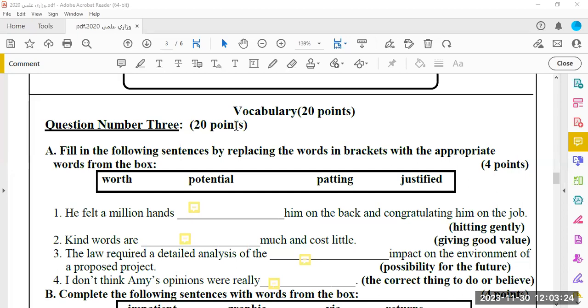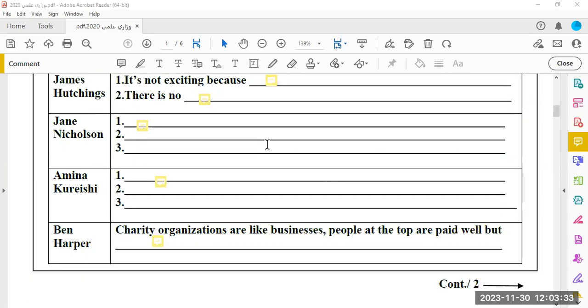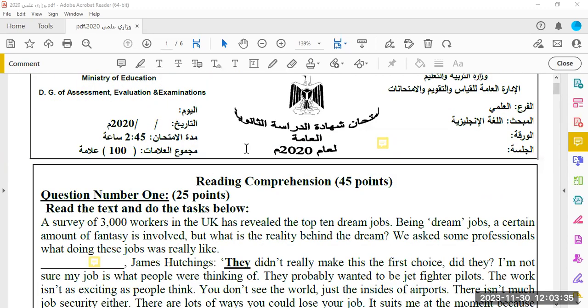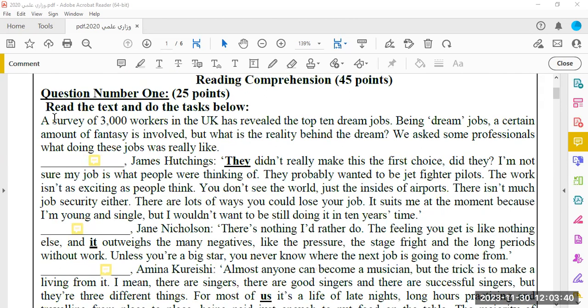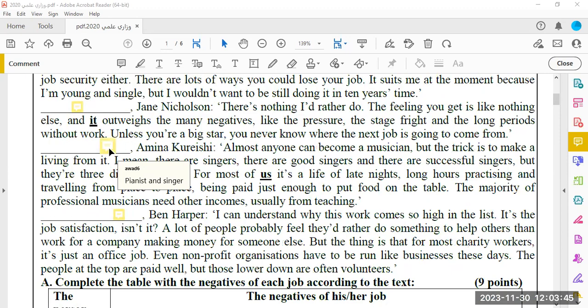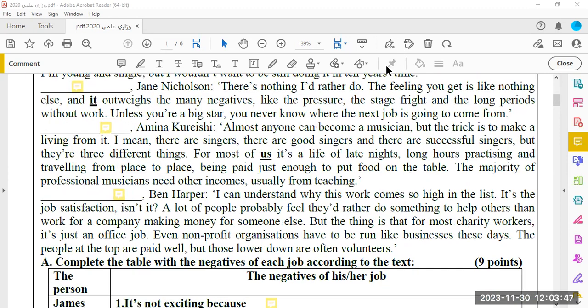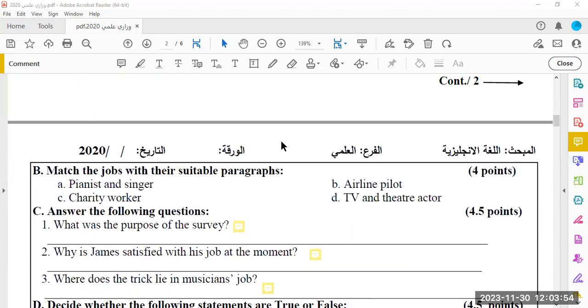Good afternoon, everybody. Let's go to the official exam of 2020 from the Ministry of Education for the scientific stream. If you look at the first page right now, you can see that this is the reading comprehension text. Now you have a text about a survey of 3,000 workers, and it's divided into paragraphs. There is a blank space at the beginning of each paragraph. Then there is a table that you need to complete from the text. After the table, you have question B, match the jobs with their suitable paragraphs.